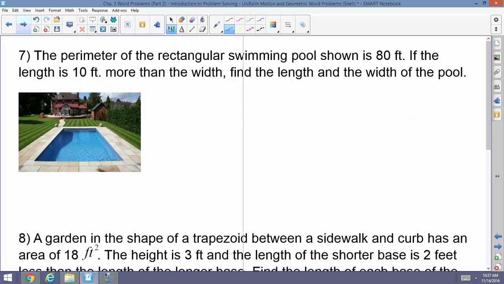Next. Okay, I like this one because I like the picture of the backyard. Anyways, the perimeter of a rectangular swimming pool shown is 80 feet. If the length is 10 feet more than the width, find the length and the width of the pool. This is where you have to know your formulas, okay? And the perimeter of a rectangle, gentlemen, is 2 times width plus 2 times length.